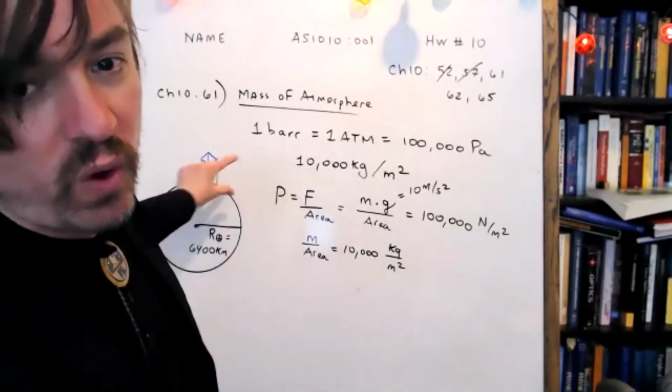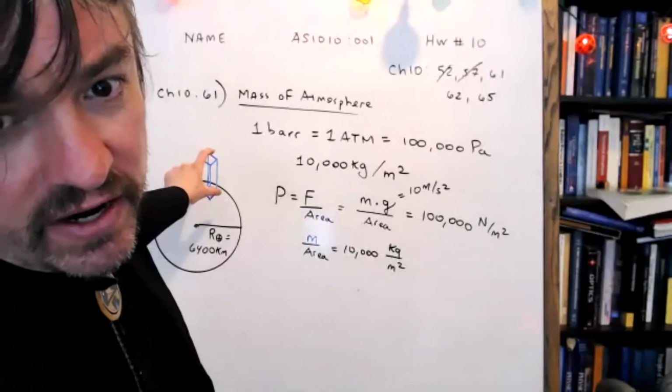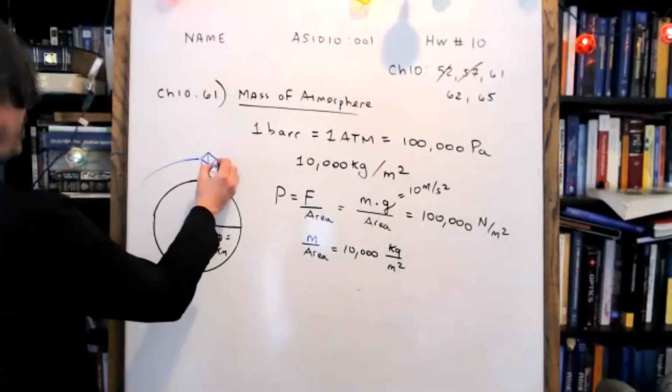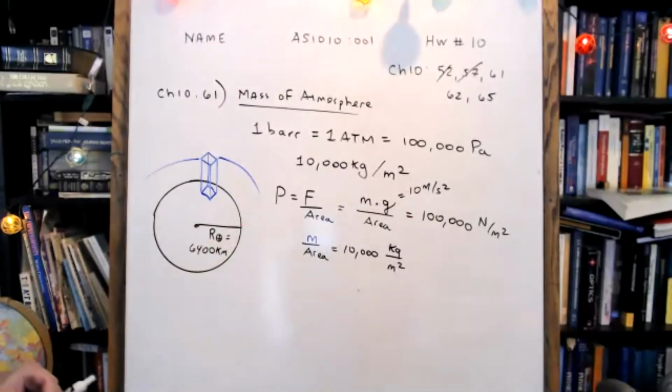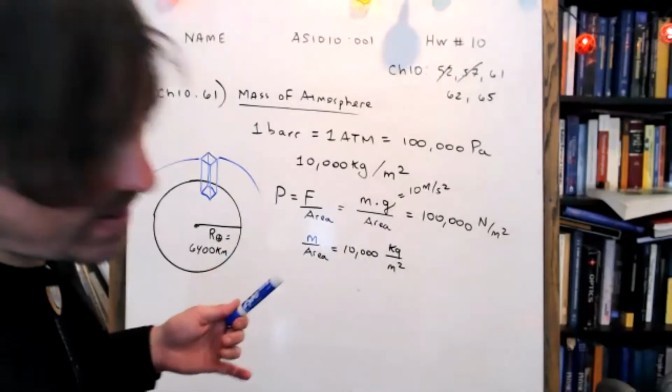If I know that one column is 10,000 kilograms per square meter, how could I go about finding the mass of all of that atmosphere? I guess I'd have to multiply it by what?